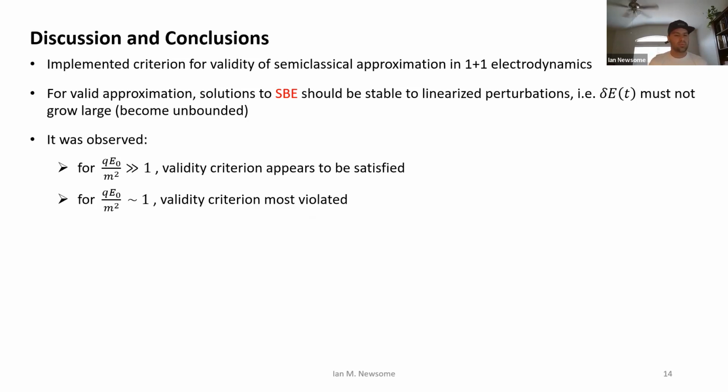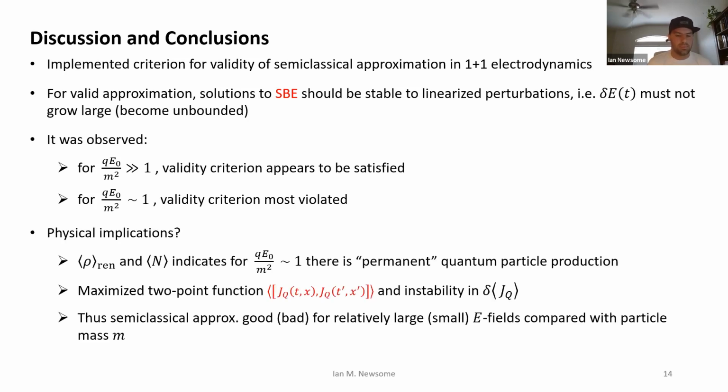Now, some physical implications one might be able to draw from this are when looking at the time evolution of the energy density or particle number for the spin 1/2 field, for the critical case, there's a sense of permanent particle production compared to when you're going towards the massless limit. This case leads to a maximization of the 2-point function for the quantum current, leading to exponential instability in the perturbations of the average current value. Thus, the semiclassical approximation seems to be good when the electric field is large and bad when it is small compared to the spin 1/2 particles. And that's what I'd like to leave you with.